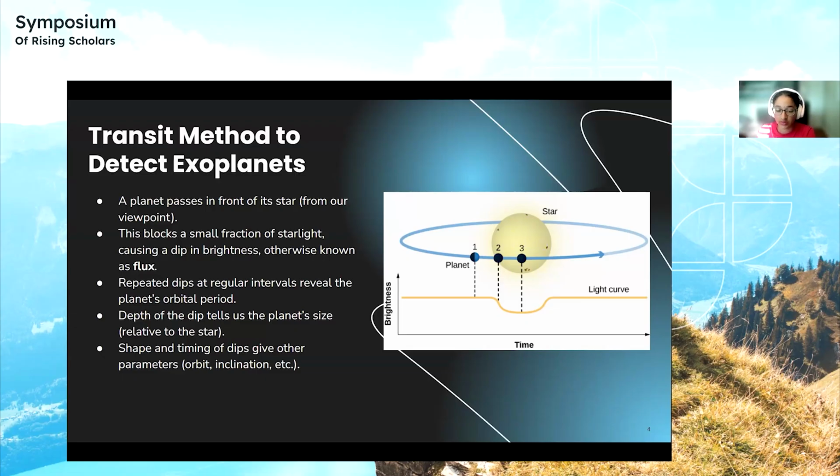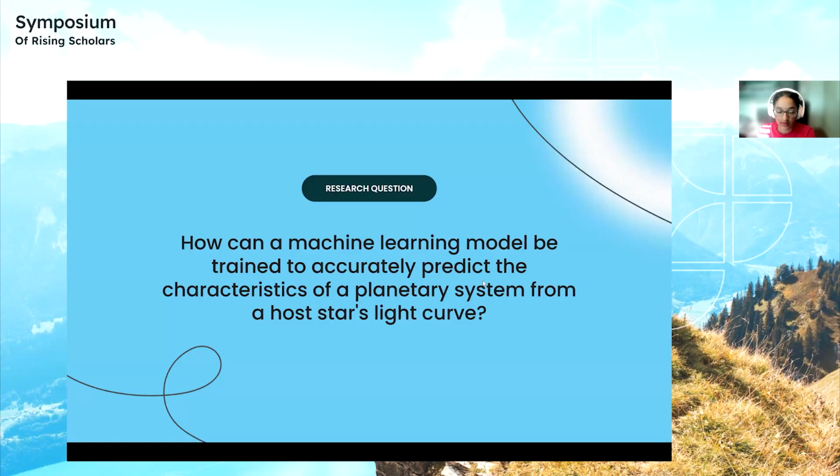Unlike traditional approaches, machine learning can learn patterns directly from large amounts of data and adapt to complex overlapping signals in ways that are difficult to hand code. So my research question is, how can a machine learning model be trained to accurately predict the characteristics of a planetary system from a host star's light curve? So this is what my research is going to be trying to address.